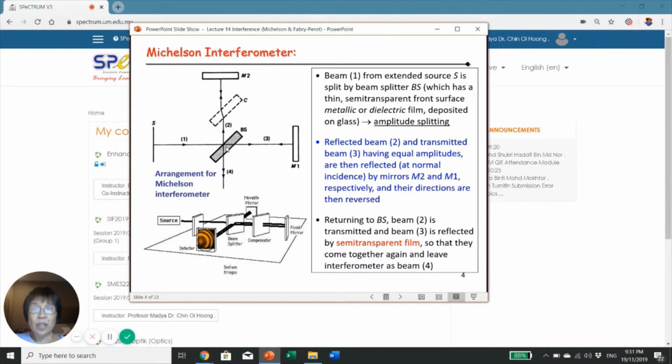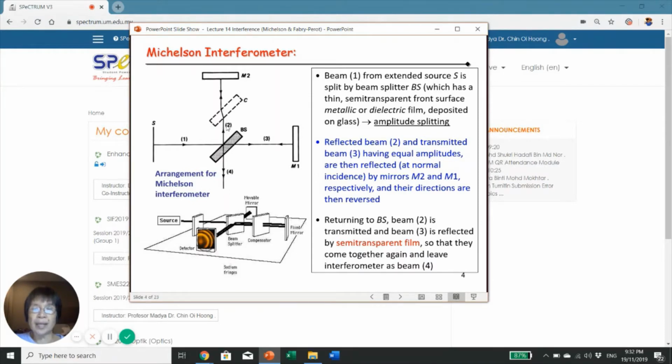The transmitted beam here, it travels through the beam splitter, goes to mirror 1, gets reflected, passes through the beam splitter, and then gets reflected, which is an internal reflection here, and then it passes through the beam splitter over here and interferes with the other reflected beam, and the two beams will create interference pattern.